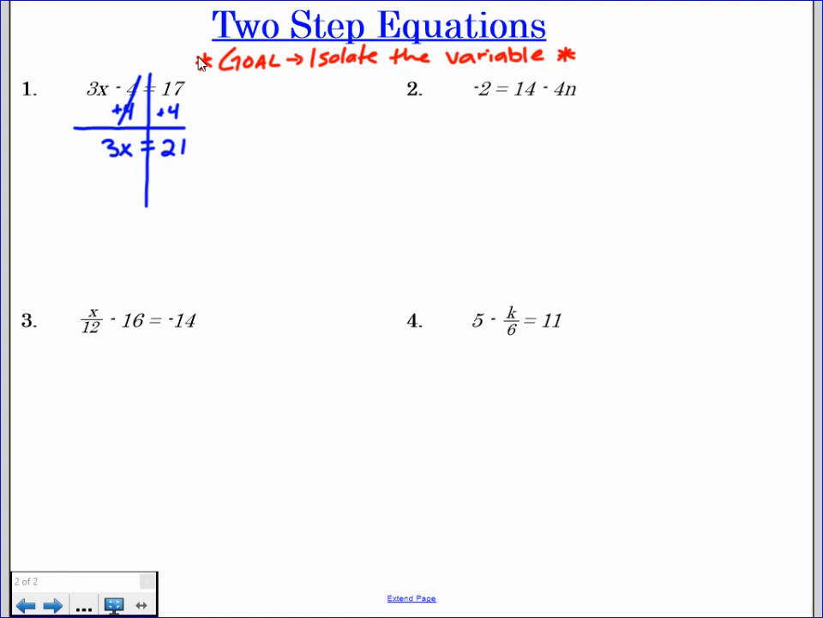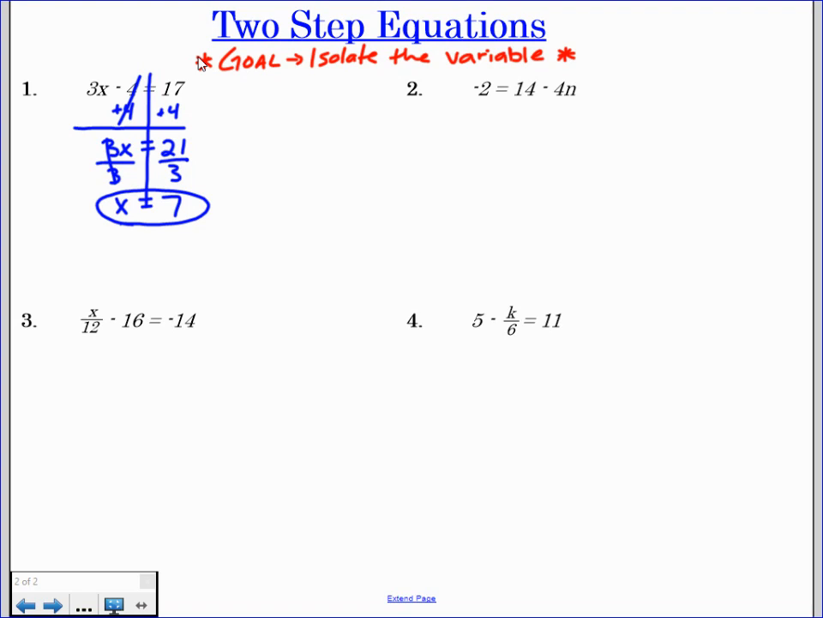Now I have a multiplication problem that I need to undo. 3 times x. I need to undo the multiplying of 3 and divide by 3. That's going to cancel out my 3. It's going to leave me with x equals 7. And again, remember, you can test this and plug it into your original equation, see if it works.